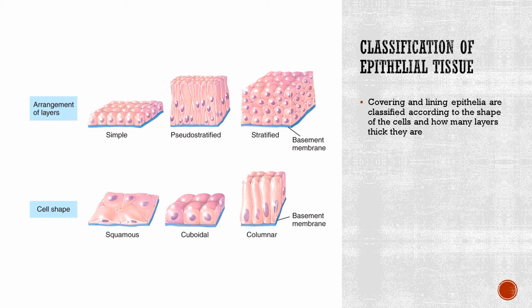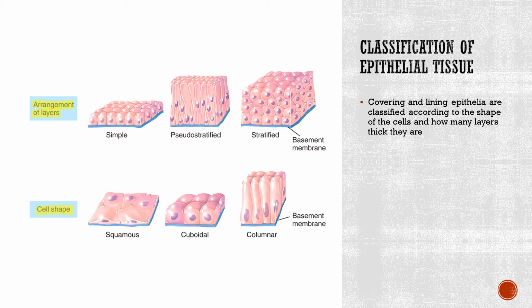Now, covering and lining epithelium forms the outer covering of skin and some intestinal organs, like I've discussed earlier. It also forms the inner lining of blood vessels and ducts and body cavities, even the interior of respiratory, digestive, urinary, and reproductive systems. Now, there's a couple different ways that we classify epithelial tissue. This is going to be both on the arrangement of layers and also on the shape of the cells.